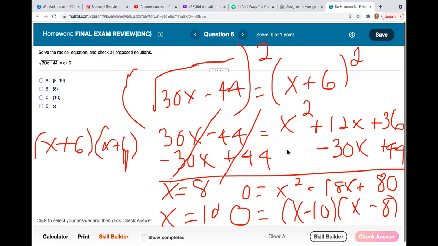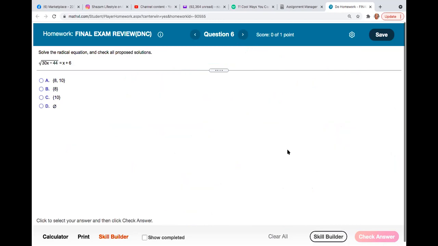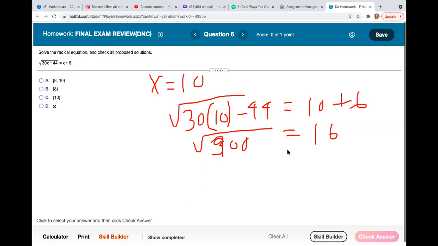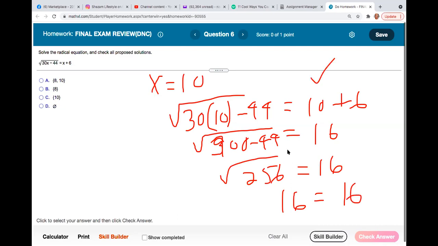So let's check x equals 10 first. All right, so x equals 10, if we check it, I'm just gonna go back into the problem and plug in 10 for every single x. 30 times 10 minus 44 is equal to 10 plus 6, which is equal to 16. This is gonna be the square root of 300 minus 44, which is 256. And the square root of 256 is 16. So that works. The 10 works, okay?